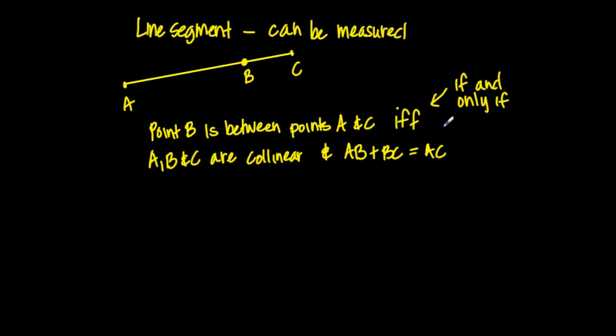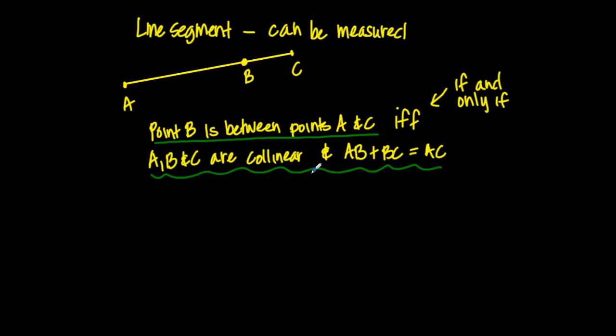So let's go back to the if and only if. That means I can read it this way. Point B is between points A and C if this is true. So if they all lie on the same line and the small sections add together to be the large section. Now let's go the other way. A, B, and C are collinear and AB plus BC is equal to AC if B is between those 2 points. So that's what that means by if and only if. So the hypothesis and the conclusion, you can switch places with those.